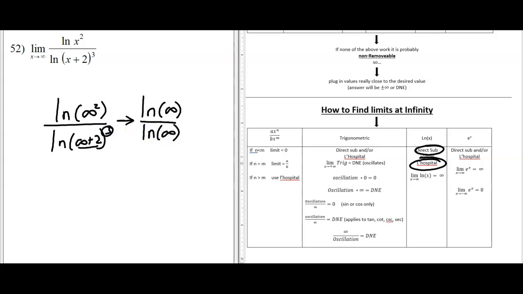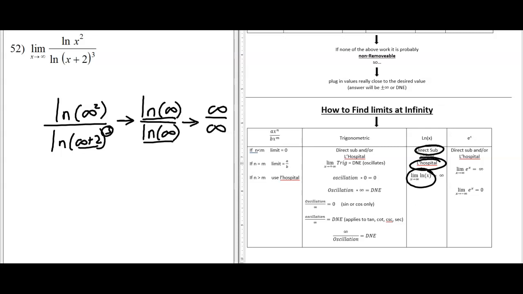Now, you might be really tempted to say the answer is 1 because those are identical, and anytime you divide something by itself, you get 1. However, you gotta be careful with that. The reason why is because the limit of ln at infinity is infinity. So that means that this is just another way of writing that. So this is actually infinity over infinity. So that means we really can't say it's 1. This is an indeterminate form. So we actually need to use L'Hopital on this.